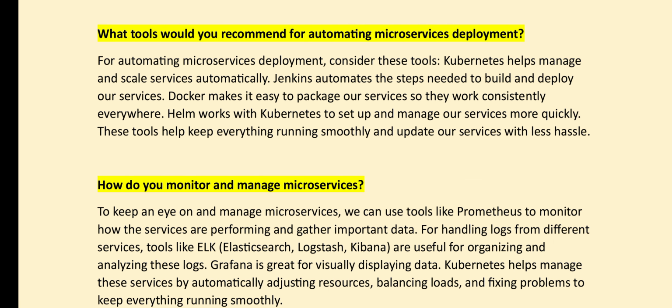What tools would you recommend for automating microservices deployment? For automating microservices deployment, consider these tools. Kubernetes helps manage and scale services automatically. Jenkins automates the steps needed to build and deploy our services. Docker makes it easy to package our services so they work consistently. Helm works with Kubernetes to set up and manage our services more quickly. These tools help to keep everything running smoothly and update our services with less hassle.